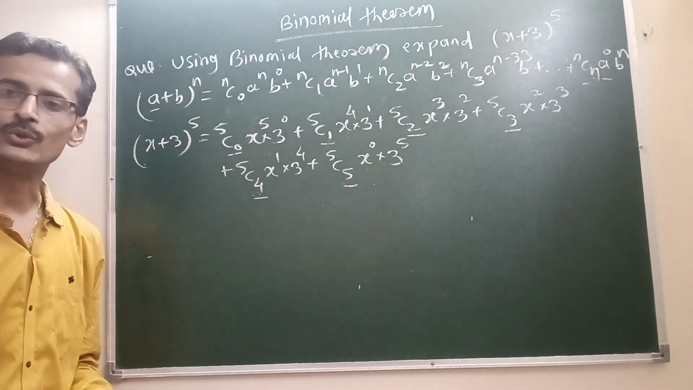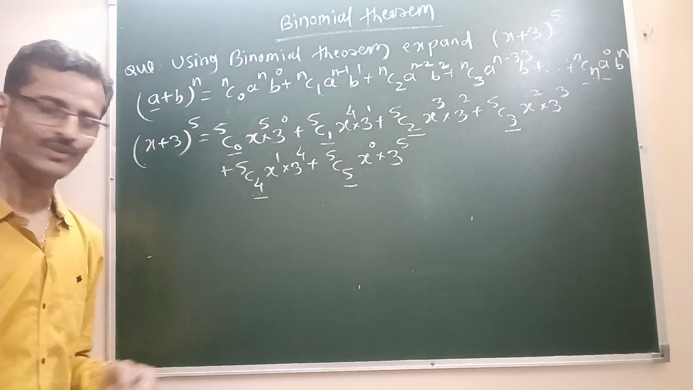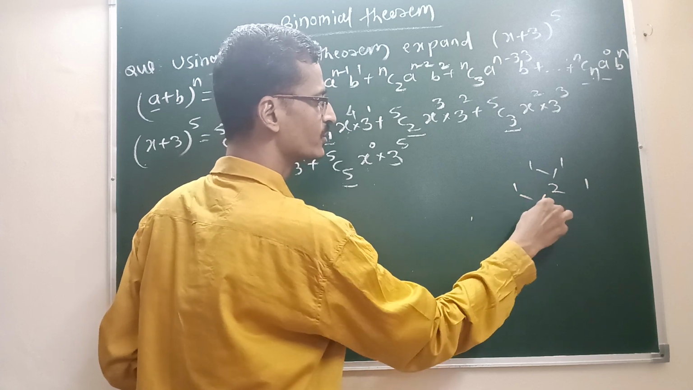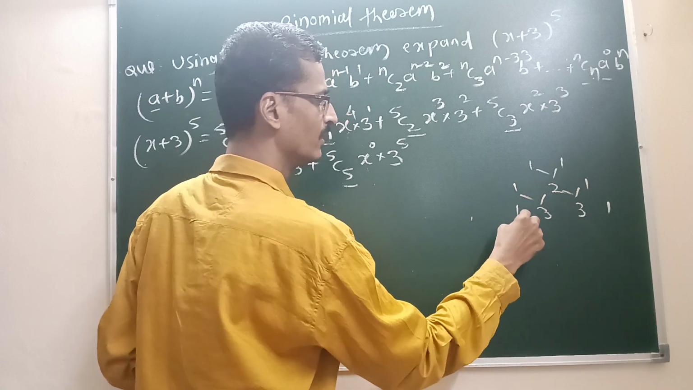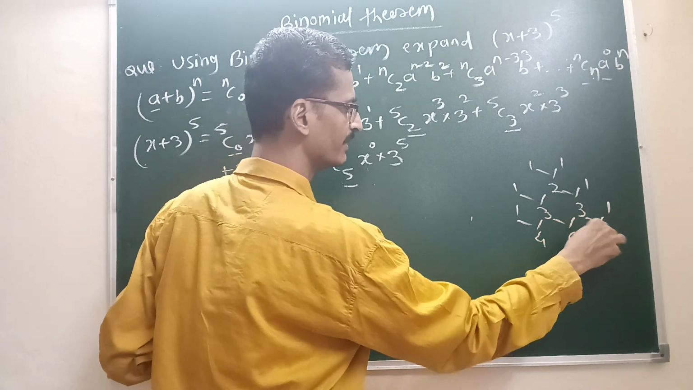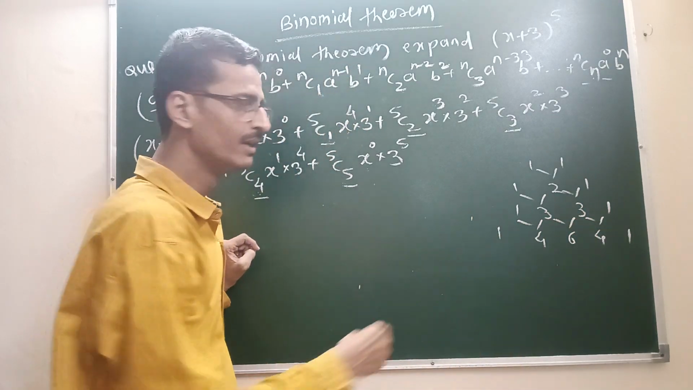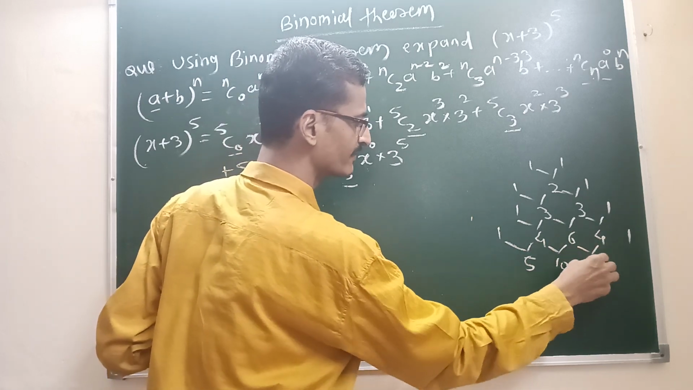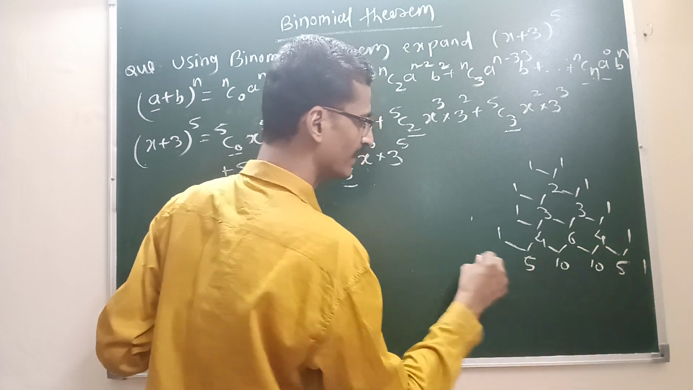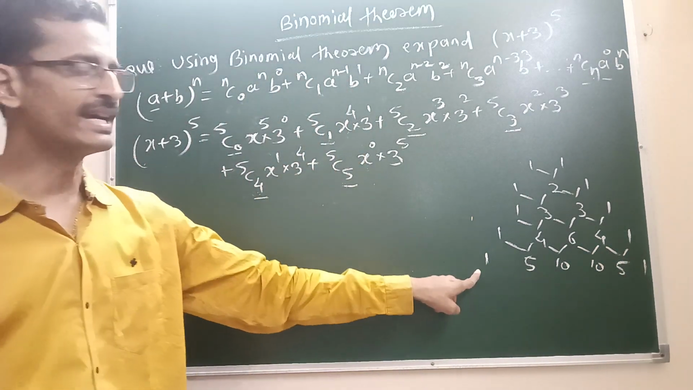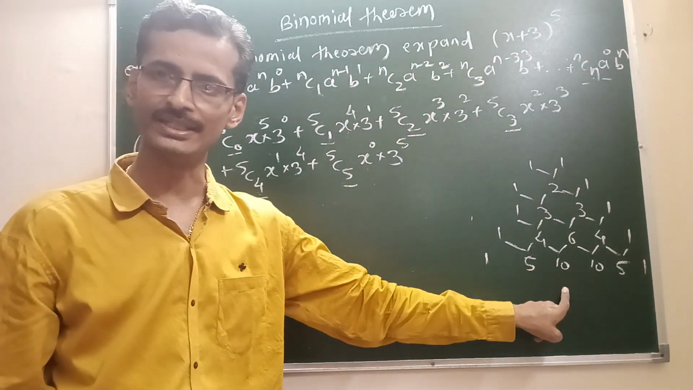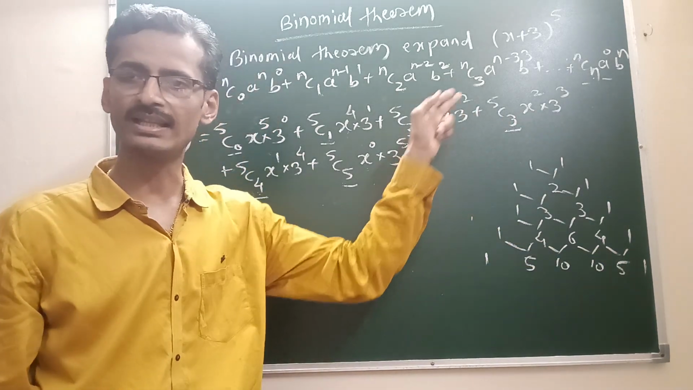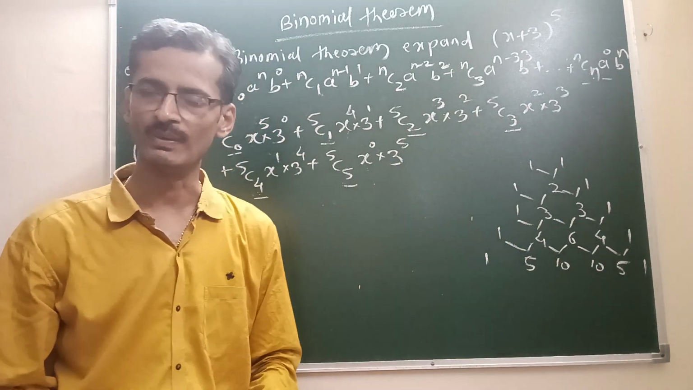For that, use Pascal's triangle again. So we know that now. Here 1 1, 1 plus 1 is 2, 1 1, 1 plus 2 is 3, 2 plus 1 is 3, 1 1, 1 plus 3 is 4, 3 plus 3 is 6, 3 plus 1 is 4, 1 1. This is up to 4. So for 5, next 1 plus 4 is 5, 6 plus 4 is 10, 6 plus 4 is 10, 4 plus 1 is 5, 1 1. So this is our 5C0, 5C1, 5C2, 5C3, 5C4 and 5C5. First is always 1, nC0, and the last nCn is always 1.